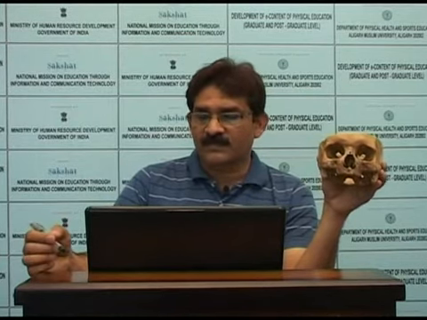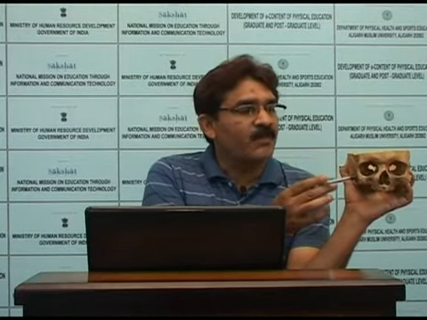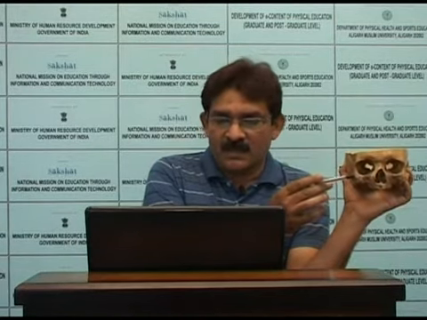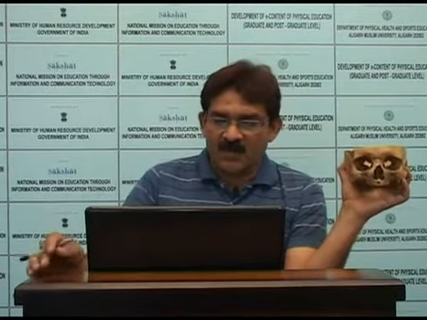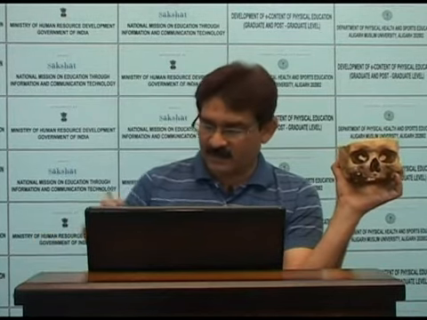Zygomaticofacial foramen, a small foramen for passage of the zygomaticofacial nerve. This is the zygomaticofacial foramen. You can see this slightly sharp point, the foramen, which is the zygomaticofacial foramen, a small foramen for passage of the zygomaticofacial nerve.